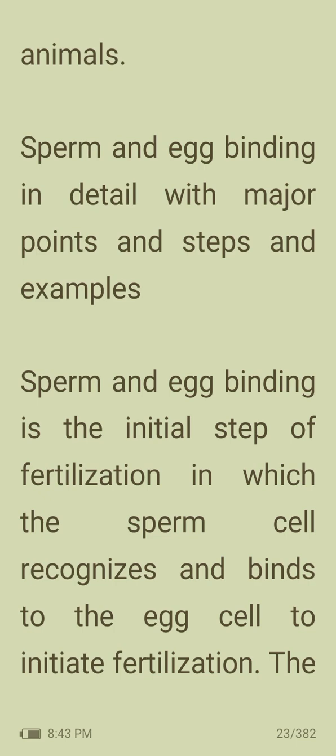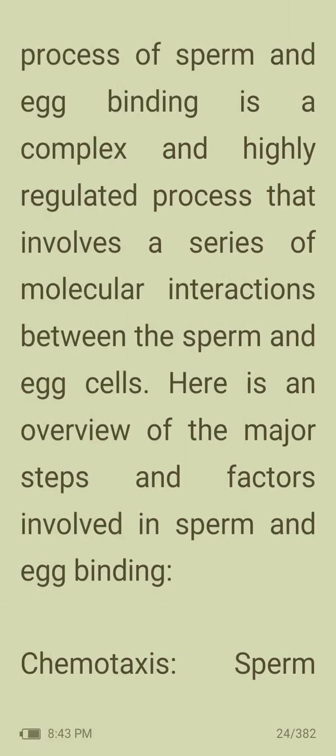Sperm and egg binding is the initial step of fertilization in which the sperm cells recognize and bind to the egg cells to initiate fertilization. The process of sperm and egg binding is a complex and highly regulated process that involves a series of molecular interactions between sperm and egg cells.